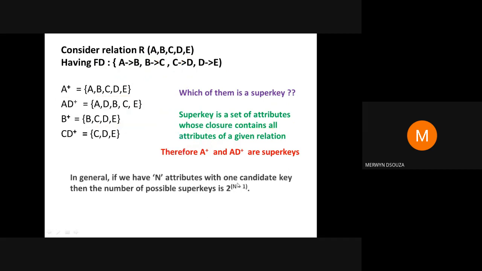Now you will ask, if we are given such a relation, how do we find out how many super keys will be present? In general, if you have n attributes with one candidate key, then the total number of super keys is 2 raised to n minus 1. Therefore, for the above relation R, the total possible super keys are 16.